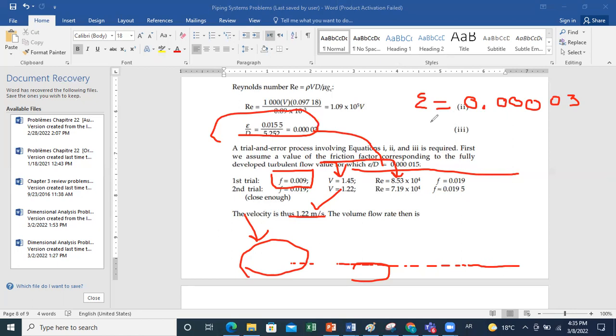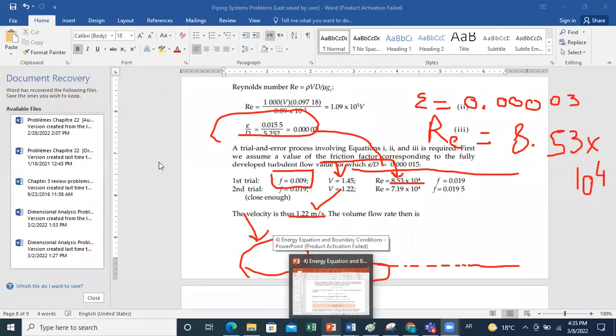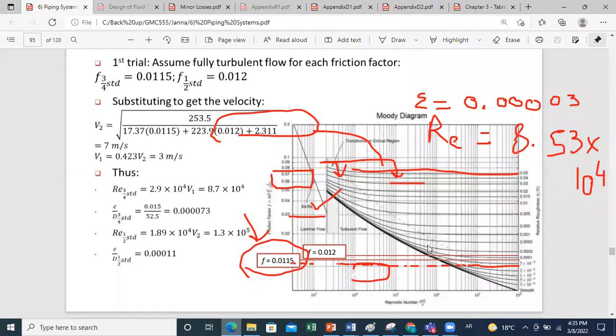So we have Reynolds number equals 8.53 times 10 to the power 4. If their calculation is correct, let us check what the corresponding updated value of f turns out to be. So I go back to my Moody diagram. In my Moody now, I will take Reynolds equal to 8 times 10 to the power 4. So as you can see here, this is 10.5, so approximately 8.5 here.